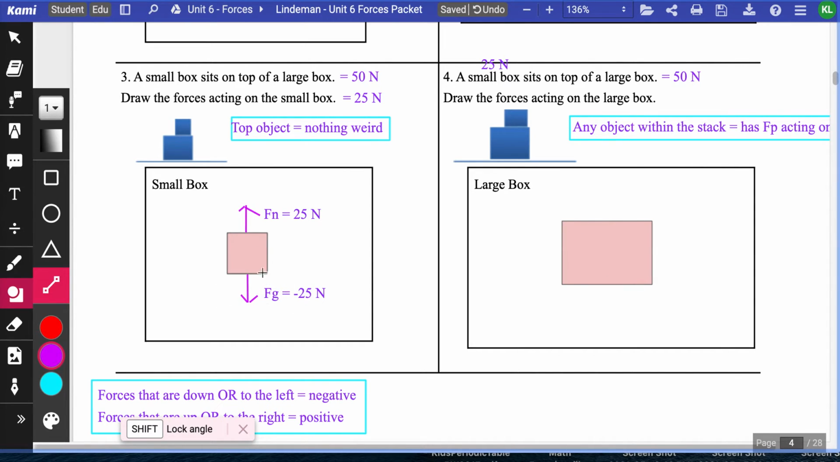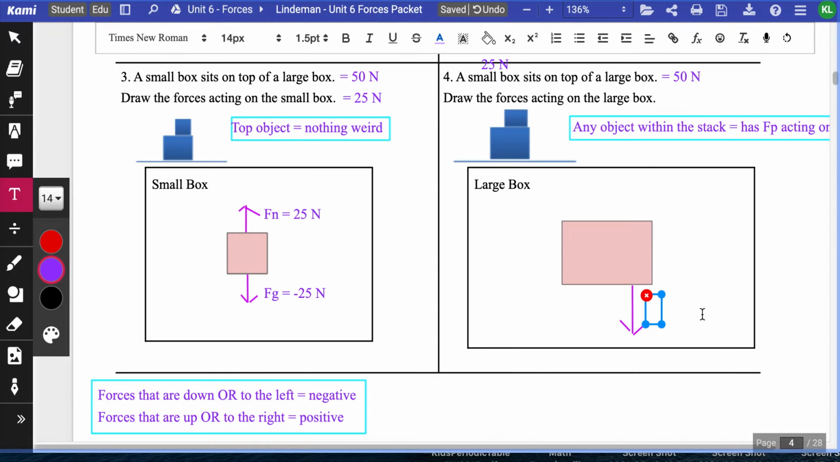Do we see how long I drew this arrow over here? So that means I want to draw my large box gravity force bigger. I'm just going to do it like maybe like that. I'm just going to label this FG. And we know that it weighs 50 newtons, so 50N.